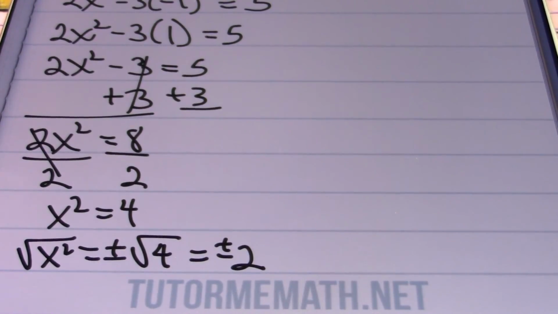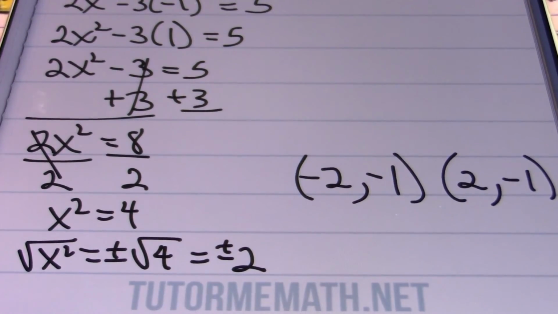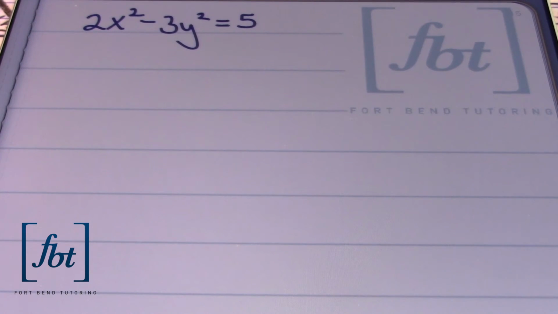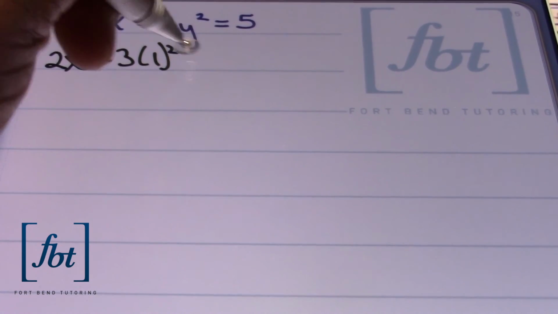So our potential points of intersection will be -2, -1, as well as 2, -1. So these 2 points are potential solutions to our original system. Now let's see what values of x we'll get when we plug in positive 1 into our second equation from the original system. So plugging in positive 1 into the second equation, we have 2x squared minus 3 times 1 squared equals 5.